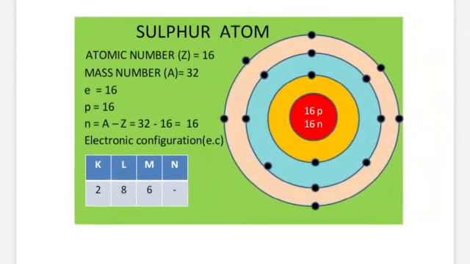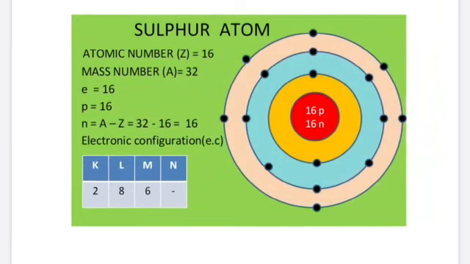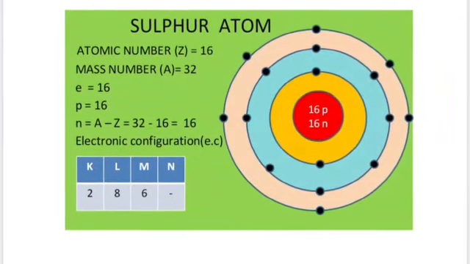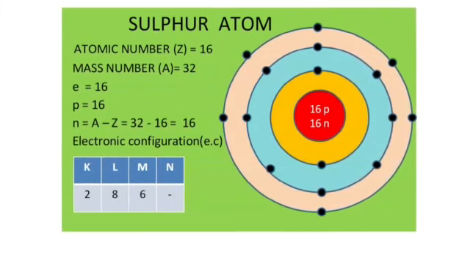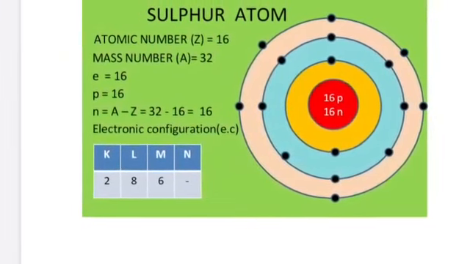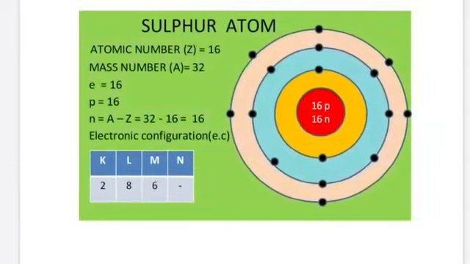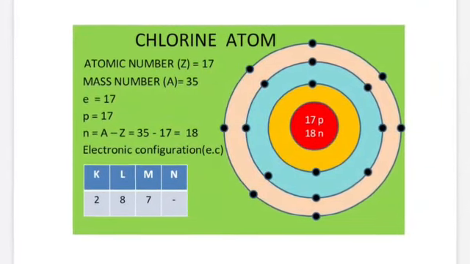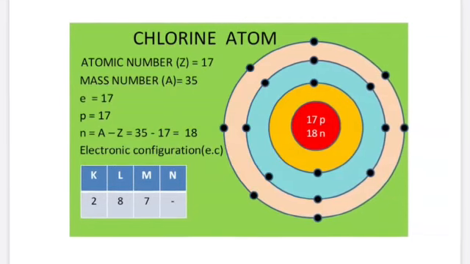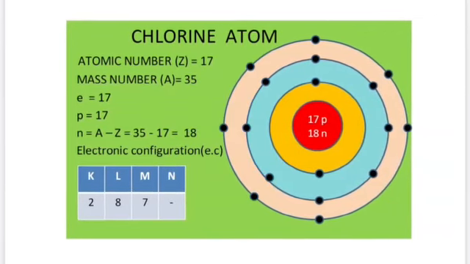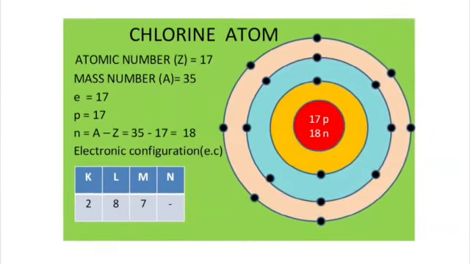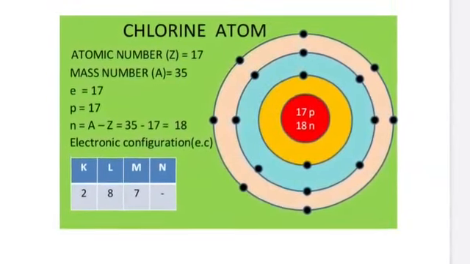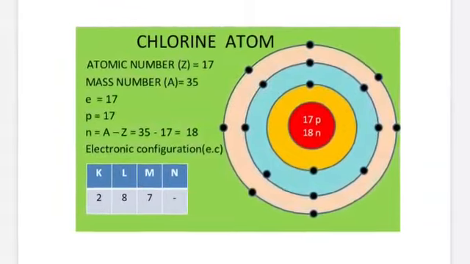Next we have sulfur atom, atomic number 16, mass number 32. 16 electrons, 16 protons and 16 neutrons. Electronic configuration 2, 8, 6. We have reached chlorine atom structure. Atomic number 17, mass number 35. 17 electrons, 17 protons and 18 neutrons. Arrangement of the electrons in the KLM shell is 2, 8, 7.